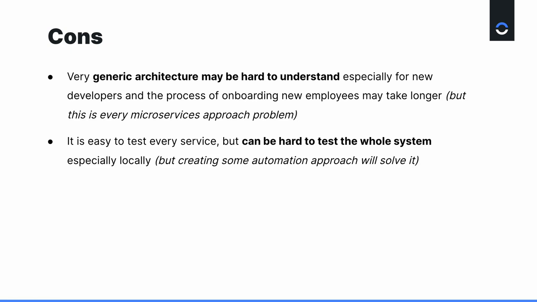On the other hand, what can be the possible cons of this approach? As you could see, our architecture may be hard to understand because it's very big, and we tried to make it as flexible as possible. But in my opinion, this is every microservice approach problem. And we have done our best to resolve this problem by automating most of our documentation. Also, we added automation tests, and we used our observability platform. So we solved this in this case.